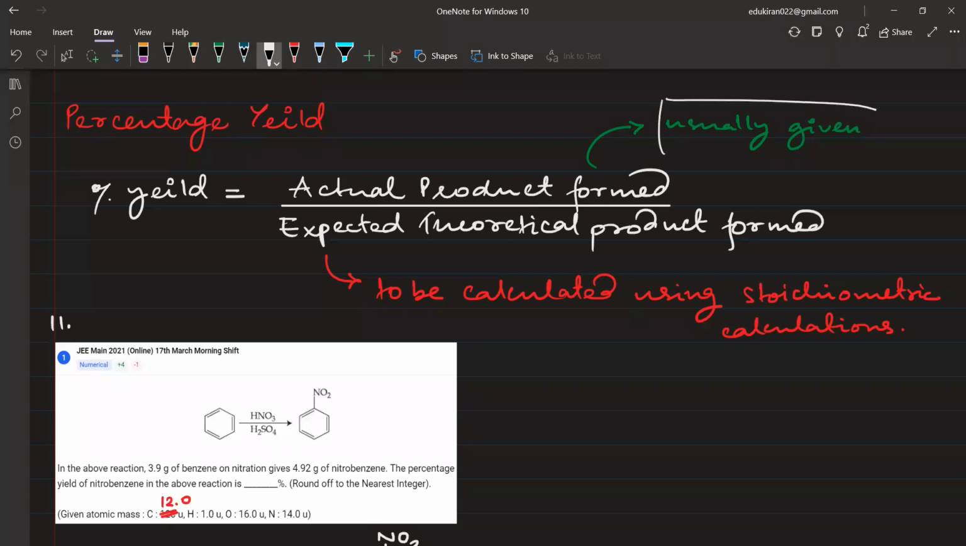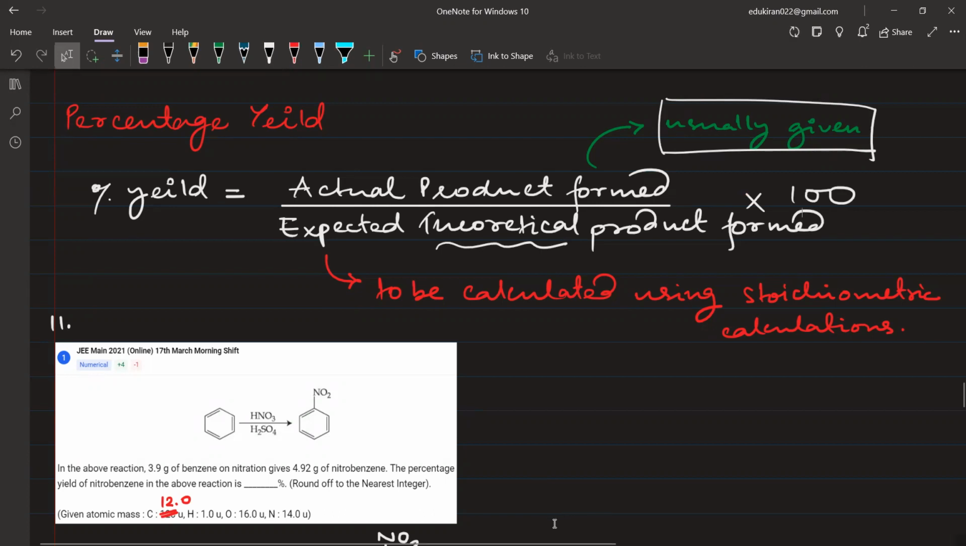ये usually given होगा आपको. Why it will be given usually? It will be usually given because आप experiment तो करने जा नहीं रहे, है ना. So someone has done the experiment and they have given the actual amount of product that is being formed, and what you will be required to do is to calculate the expected theoretical product form, which will be calculated using the stoichiometric calculation. इन दोनों को डिवाइड करके into 100 कर दीजिए, आपको मिल जाएगा percentage yield.